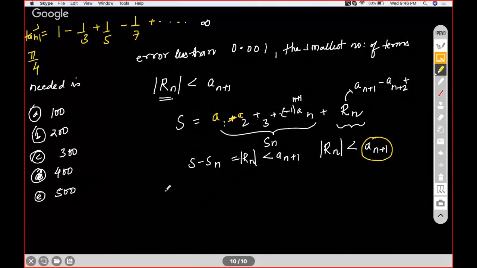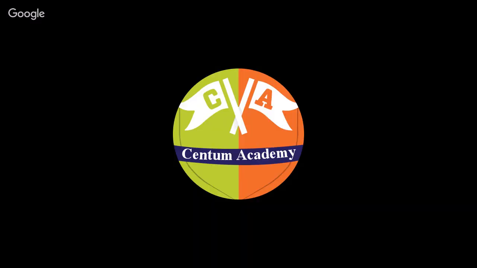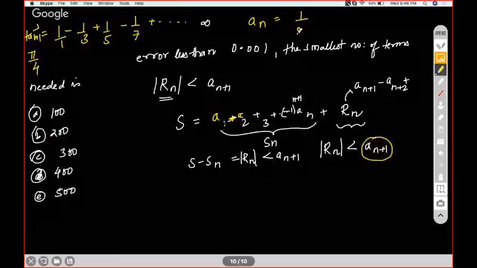So what is the general trend of the denominator? 1 upon 2n plus 1. If I write the an term, it's 1 by 2n minus 1. Okay, so let's say the omitted term is a(n+1), which is 1 by 2n plus 1.